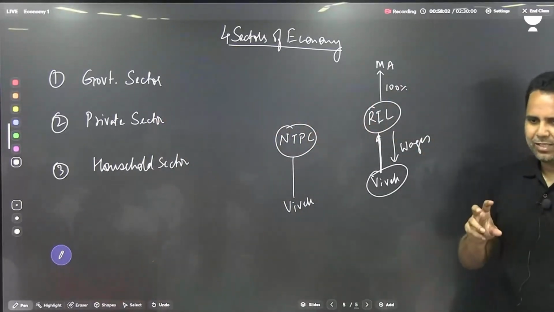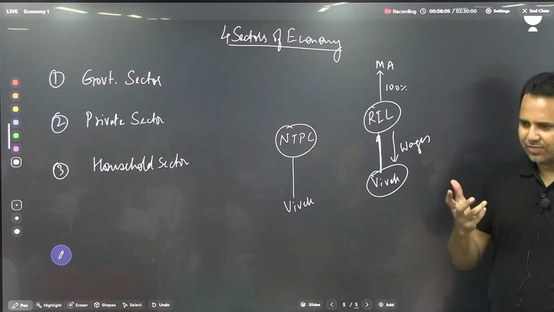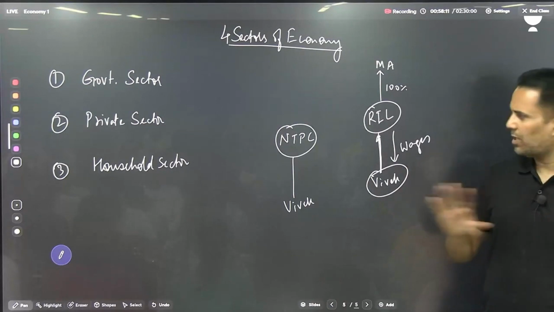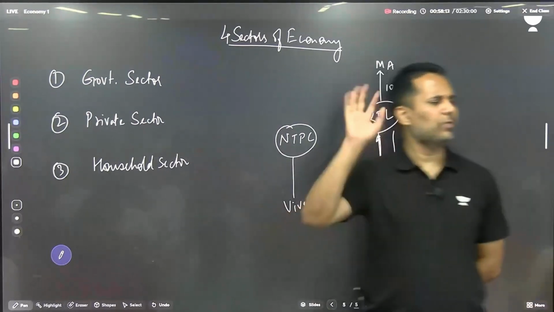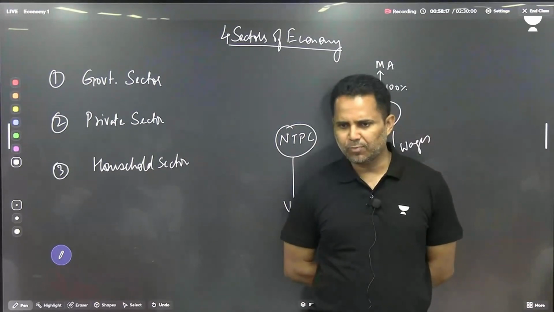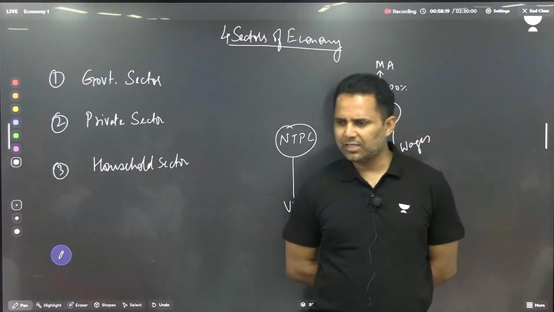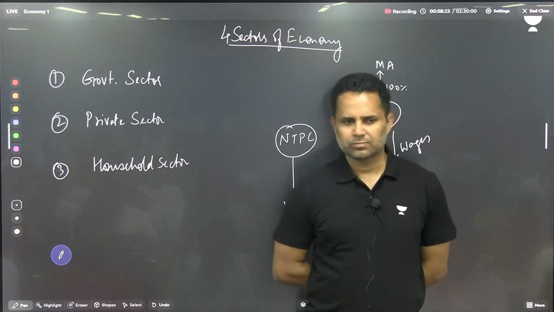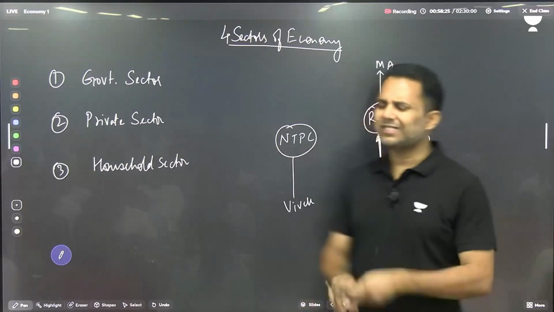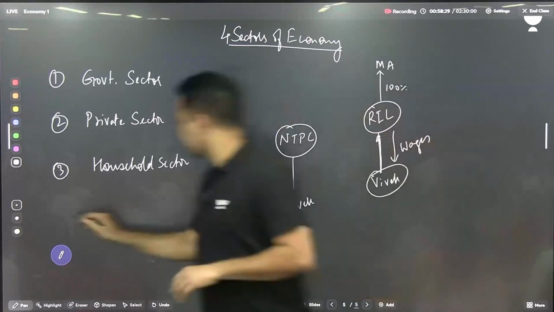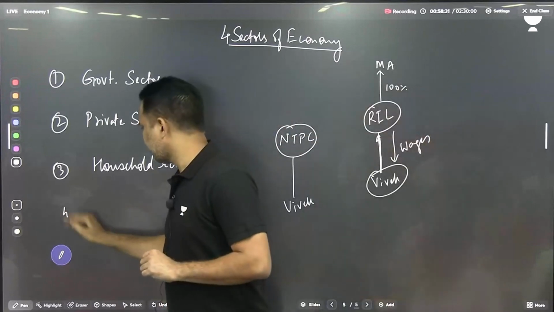If Unacademy is generating certain revenue, that is not my revenue, that is Unacademy's revenue. Household means all human beings. Every company has employees, but those employees are different and the company's profit is different. Profit belongs to the company. Okay, this is for general understanding, not that any question will be asked from it. Just for your broader picture. Fourth is external.